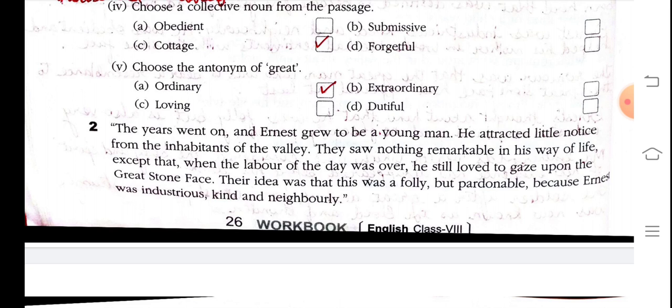Now we have one more extract, students. I'll read it out for you. The years went on and Ernest grew to be a young man. He attracted little notice from the inhabitants of the valley. They saw nothing remarkable in his way of life except that when the labor of the day was over, he still loved to gaze upon the great stone face. Their idea was that this was a folly but pardonable because Ernest was industrious, kind, and neighborly.